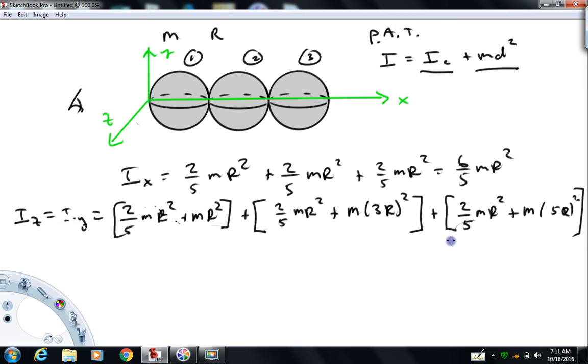So this represents the moment of inertia of mass 3 about the z-axis. This term represents the moment of inertia of mass 2 about the z-axis. This term represents the moment of inertia of mass 1 about the z-axis. We could go through and simplify this, but I'm not going to do that in the video. 2/5 mr squared three times is 6/5 mr squared, and then we've got an mr squared, a 9 mr squared, and a 25 mr squared. Those can be added together, but I don't think I even need to do that. The point of this video is how to apply the parallel axis theorem, and these terms demonstrate that.